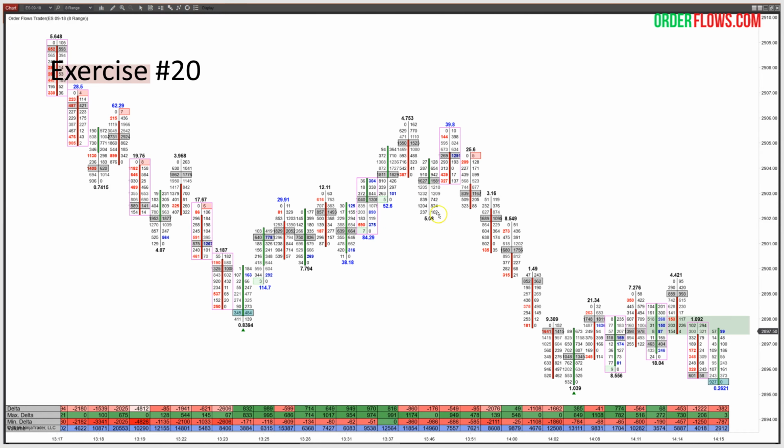Then it's nice to see the negative deltas over the next few bars basically telling me, yeah, aggressive selling is coming in here. But to me, this is a delta reversal.